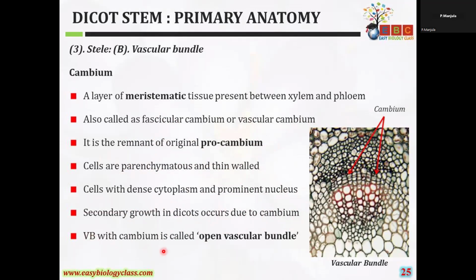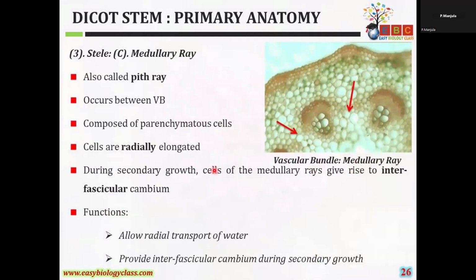Vascular bundles with cambium are called open vascular bundles. Open vascular bundles means cambium is present. Next one is the stele, that is, the medullary rays. Vascular bundles are xylem and phloem. Next one is the medullary rays, also known as the pith rays, which occur between the vascular bundles.